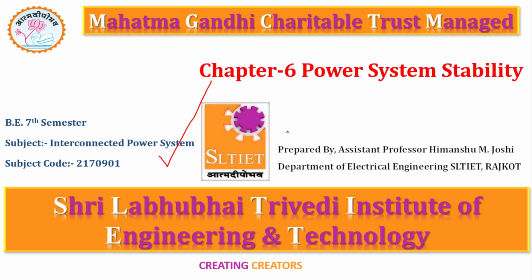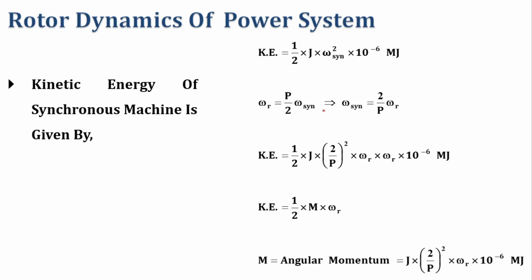So let's continue our chapter number 6, that is power system stability. We have already covered the first lecture, in which we learned about the basics of stability, types of stability, and its fundamental concepts. So let's go further ahead with the topic of chapter number 6, power system stability.